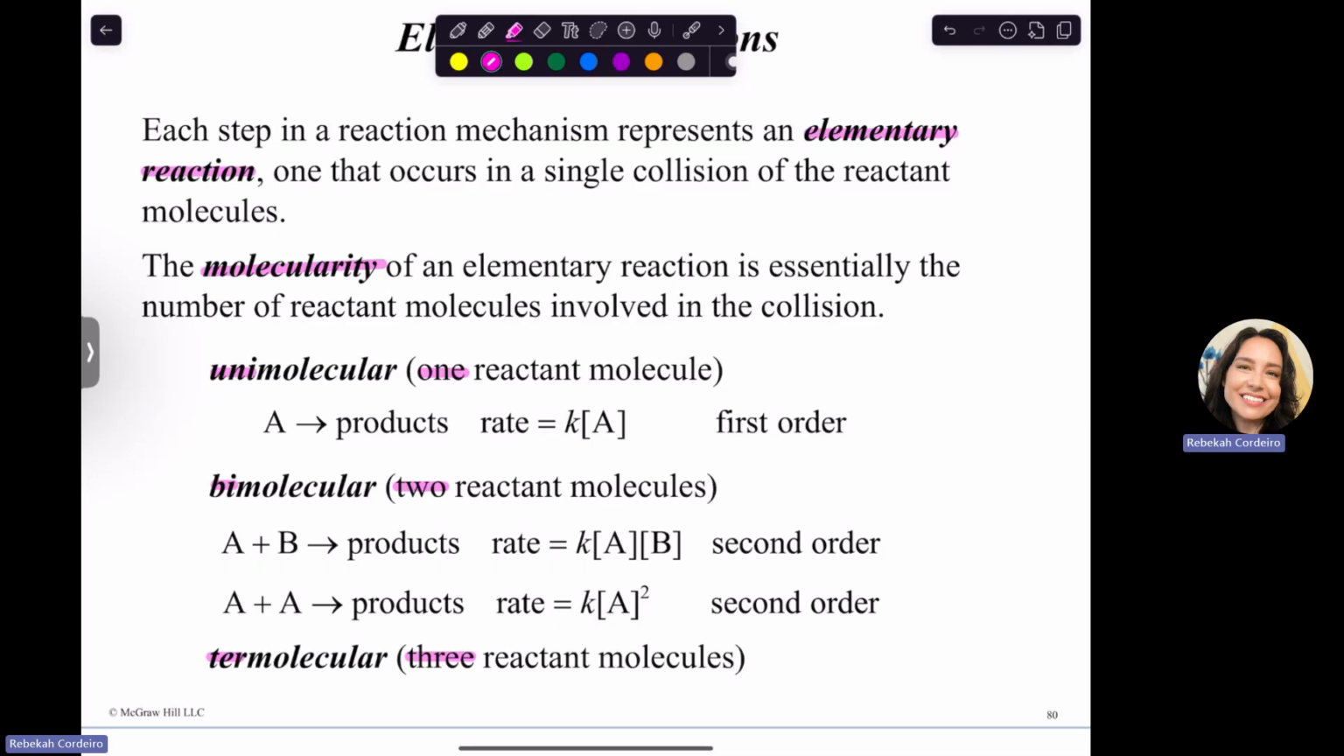So the higher the molecularity, the harder it is to get effective collisions.